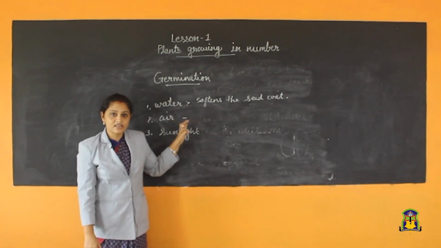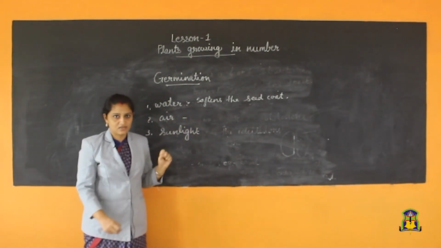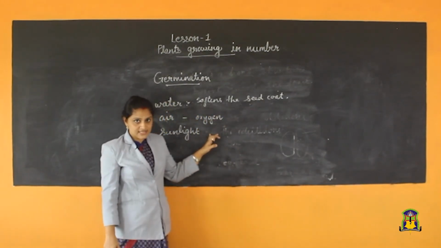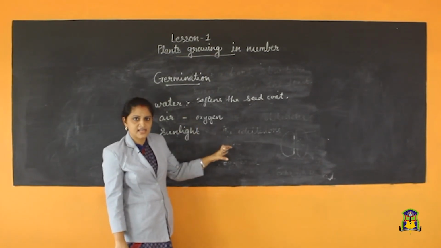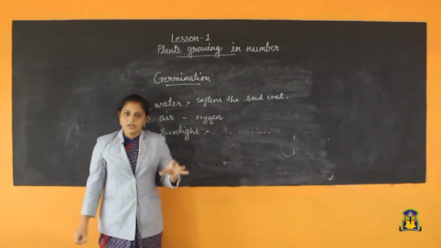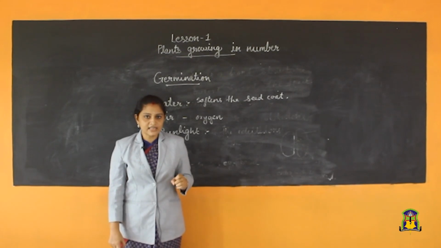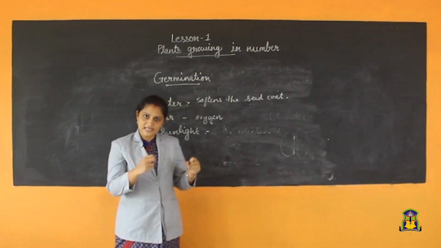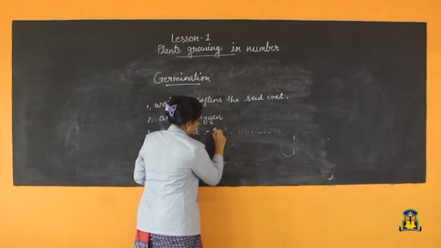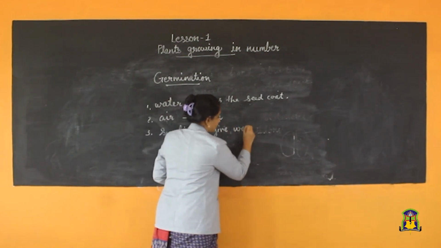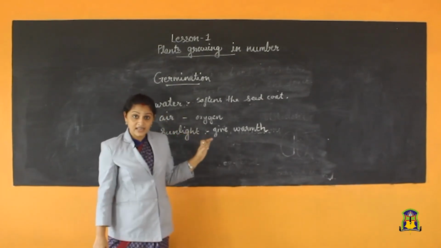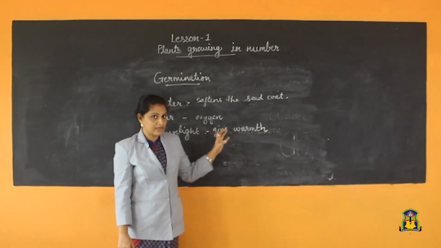Then air. From the air, the seed gets oxygen to breathe. At this germinating stage, the seed needs oxygen. Okay. Then sunlight. While germinating, the seed needs temperature or warmth. This temperature will come from the sunlight, which gives warmth. So, these are the three necessary elements for germination of seed.